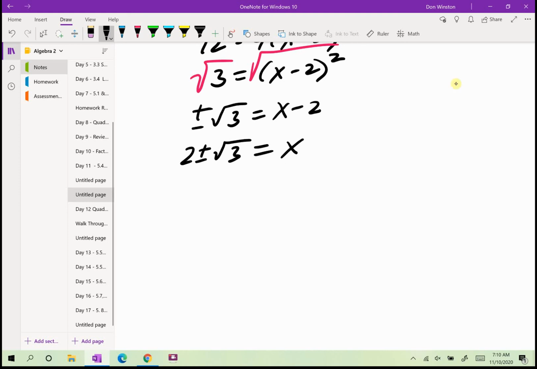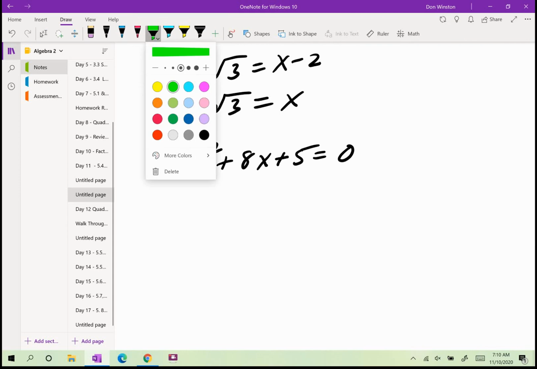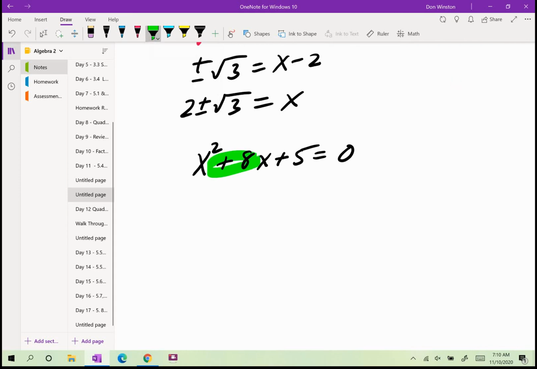So if I had x squared plus 8x plus 5 equals 0, and you want to complete the square. Notice there's no factors of 5 that add up to 8. So to complete the square, you want the quadratic term and the linear term on one side, and then the c term on the other side. So this would be x squared plus 8x equals negative 5.